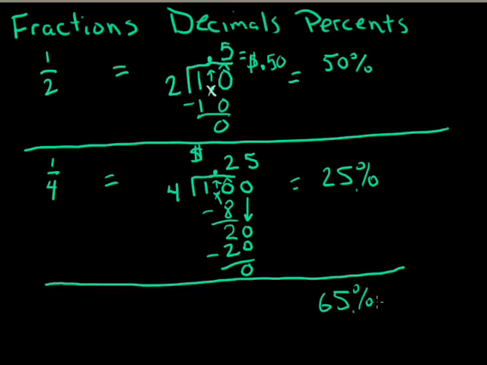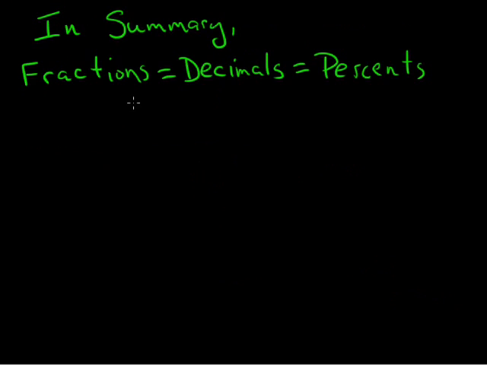So 65% is the same as 65.0%. Excuse my mistake there. So to make the percent back to a decimal, we just move the decimal 2 places back to the left. 65 hundredths. Now, as a fraction, that is just 65 over 100. Easy. Okay, in summary, every fraction can be expressed as a decimal or can be expressed as a percentage.